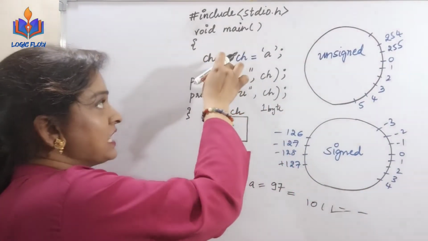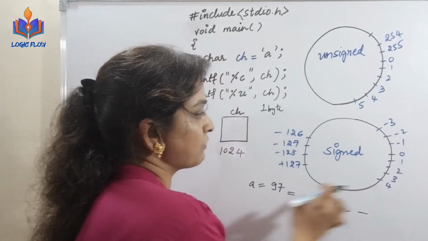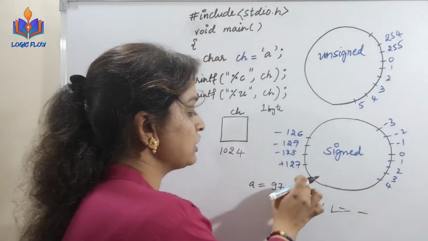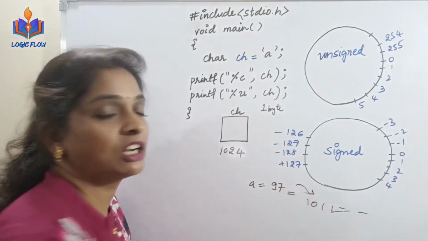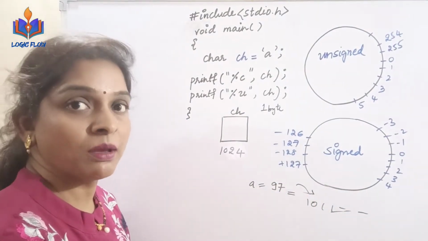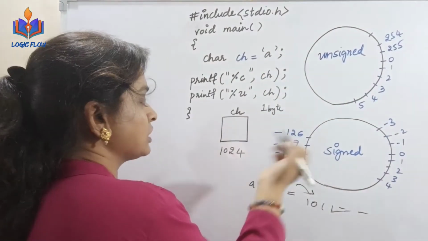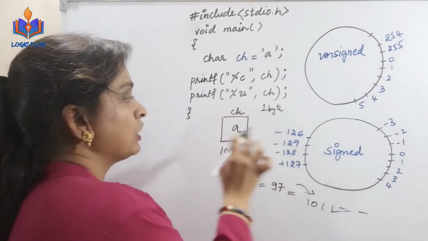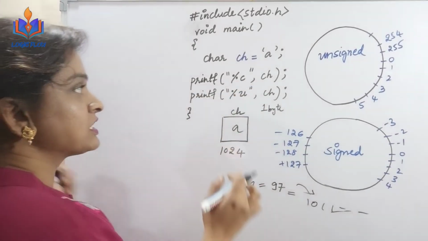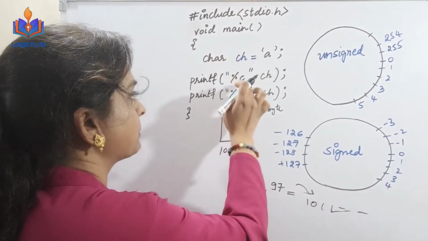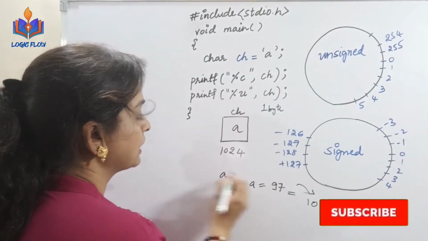It is a signed character, so I need to check in this circle. It is plus 97, so yes, obviously it is in this range. So it gets converted to that ASCII code, and that ASCII code gets converted to the binary sequence that the machine can understand. Just to understand, I'll write it as A. So A is stored because it is in that range. When I say printf %c, the format specifier for character, it prints the value I have in ch, which means I'm going to print A.